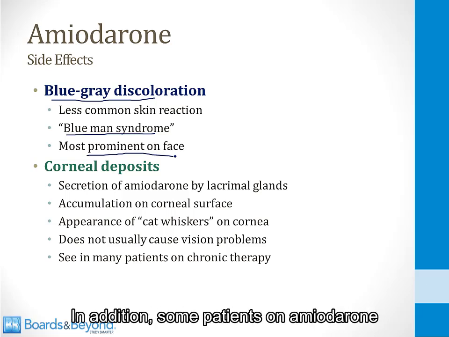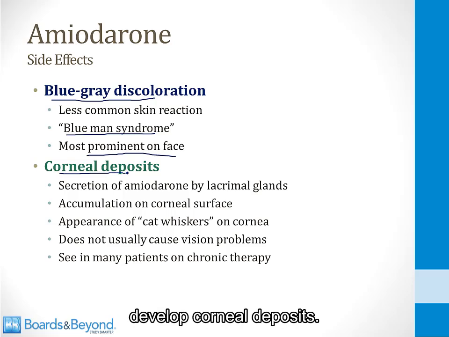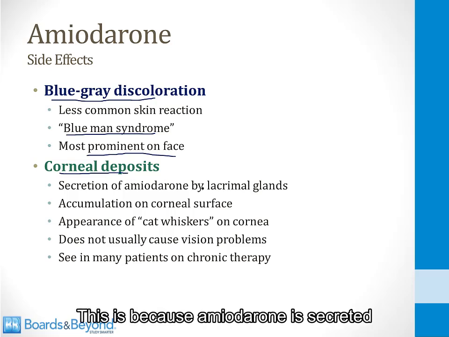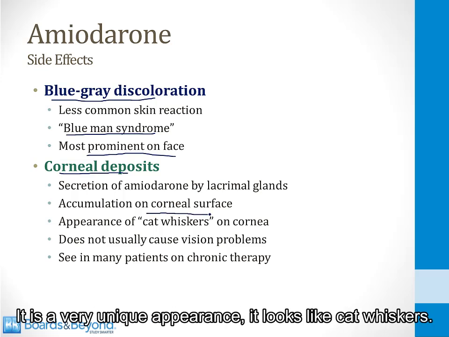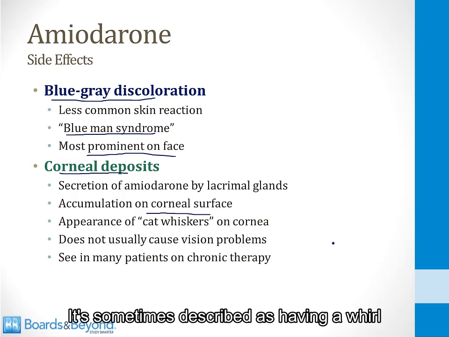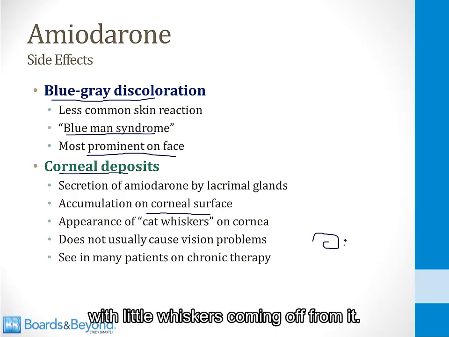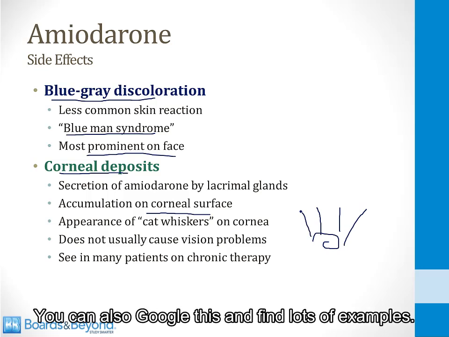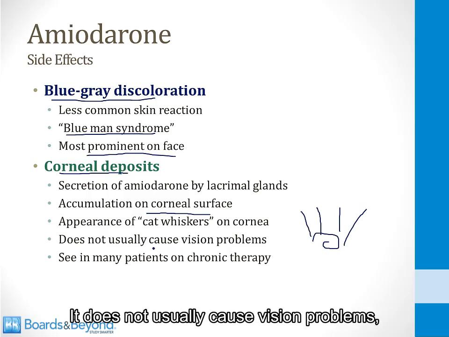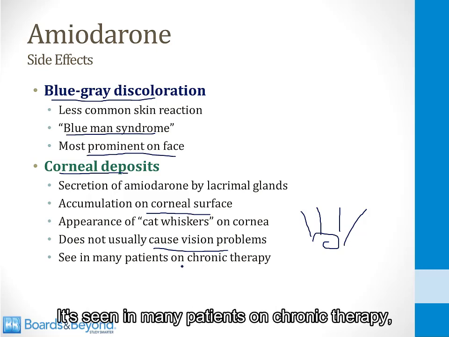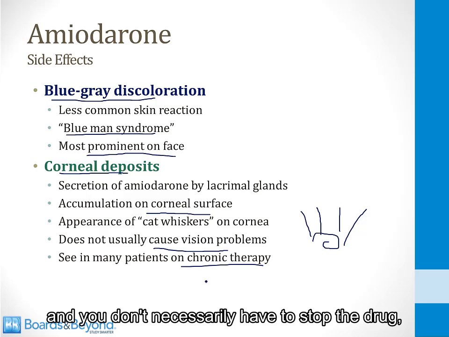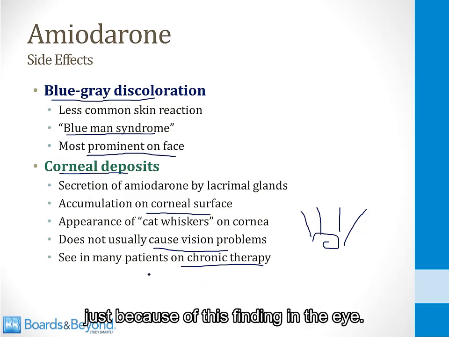In addition, some patients on amiodarone develop corneal deposits. This is because amiodarone is secreted by the lacrimal glands and it accumulates on the corneal surface. It has a very unique appearance. It looks like cat whiskers. It's sometimes described as having a whorl with little whiskers coming off from it. You can also Google this and find lots of examples. It does not usually cause vision problems. It's just a sign of patients taking the drug. It's seen in many patients on chronic therapy, and you don't necessarily have to stop the drug just because of this finding in the eye.